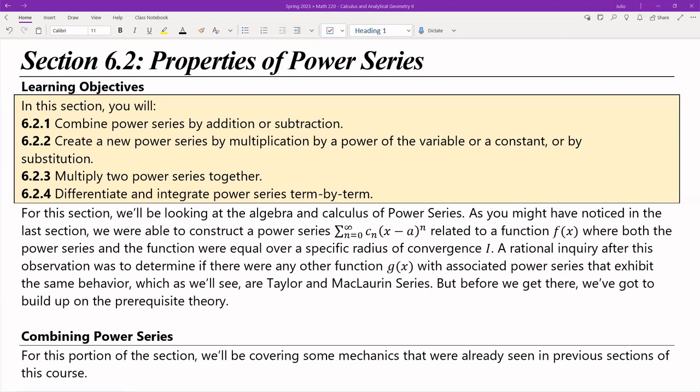Looking at how we can manipulate a power series using the calculus that we know up to now and some of the algebra. Some of the algebra might make sense. Some of the calculus might also make sense. There's just a couple things that need to be outright explained. We'll get there when we get there.